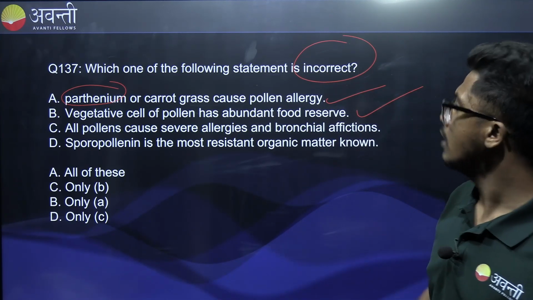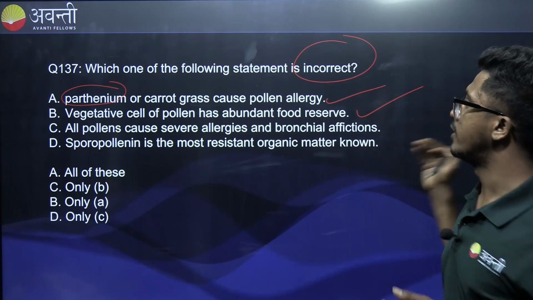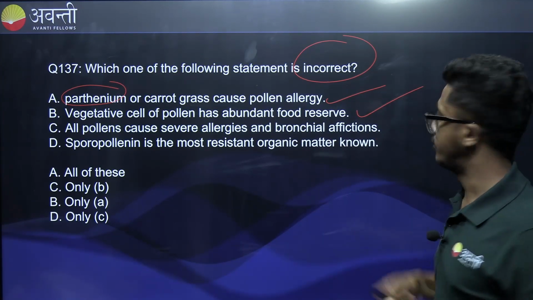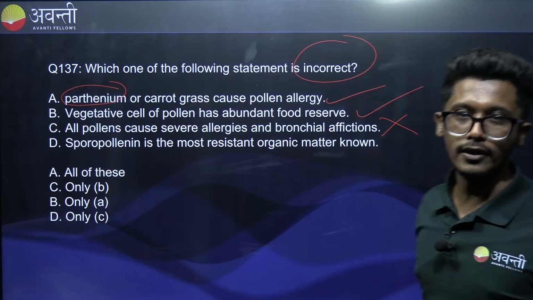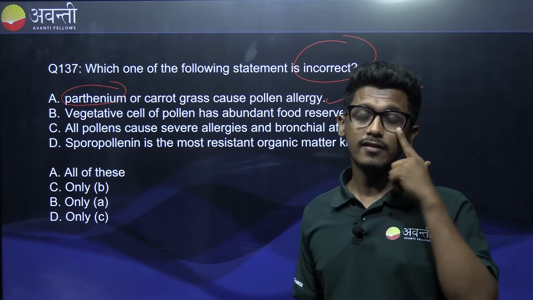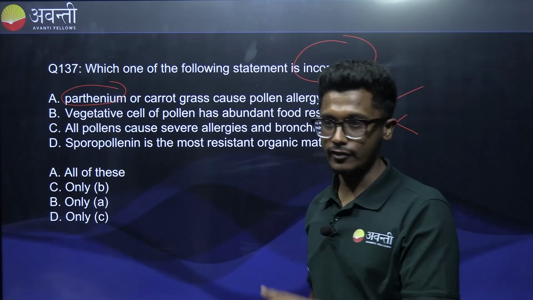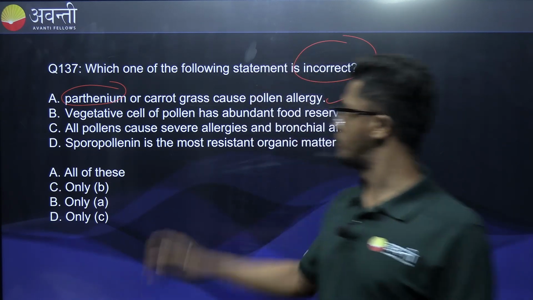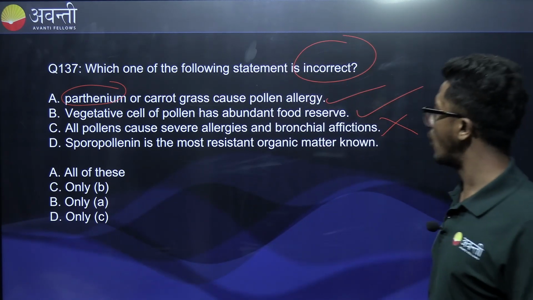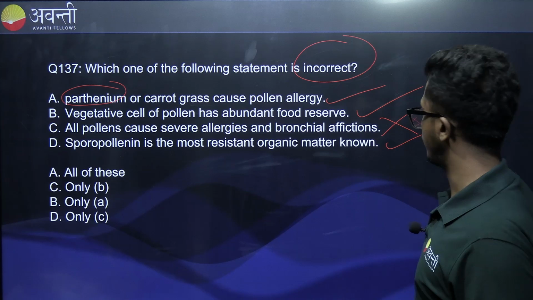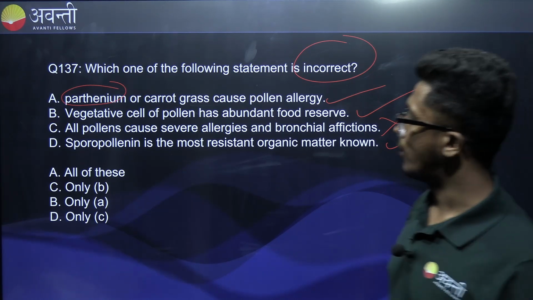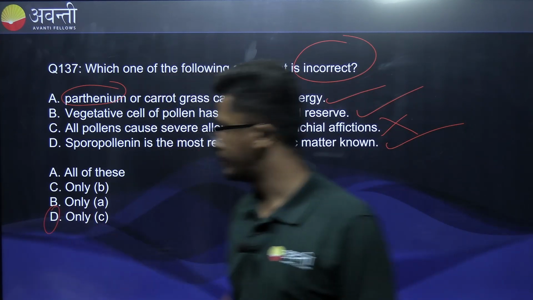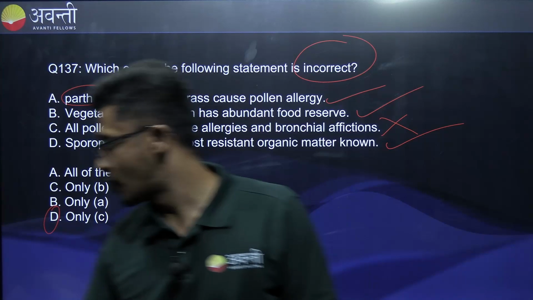Next one, all pollens cause severe allergies and bronchial affections. This is wrong. Not all pollens cause pollen allergy. Only some pollens cause pollen allergy. So this particular statement is wrong. Next we have the D, that is sporopollenin is the most resistant organic matter known. That is also true. So the option is option D, that is only C. Okay, students. So let's go for the next question.